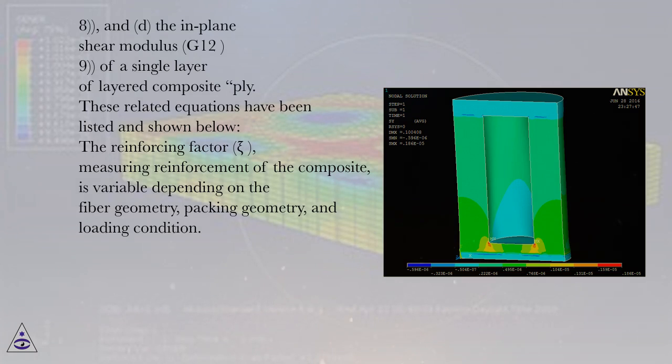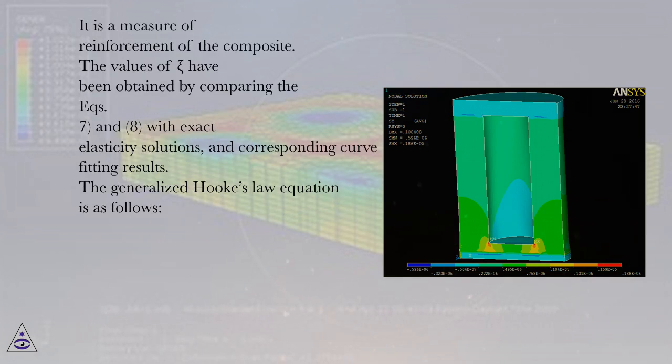The reinforcing factor, Xi, measuring reinforcement of the composite, is variable depending on the fiber geometry, packing geometry, and loading condition. It is a measure of reinforcement of the composite. The values of Xi have been obtained by comparing the equations 7 and 8 with exact elasticity solutions, and corresponding curve fitting results. The generalized Hooke's law equation is as follows.